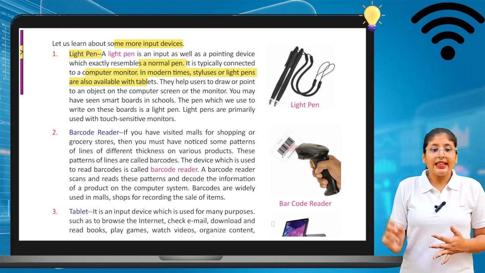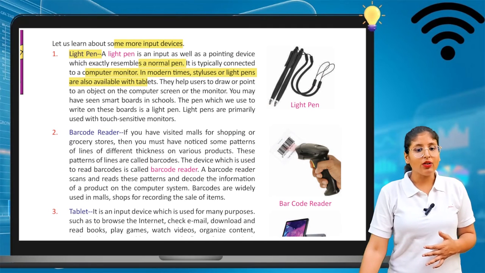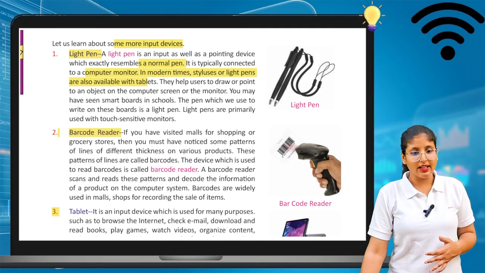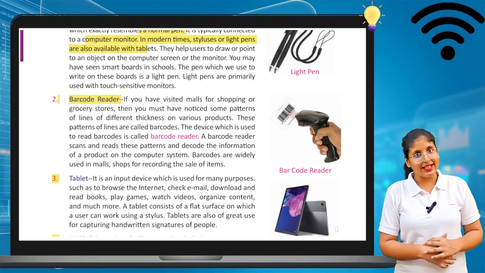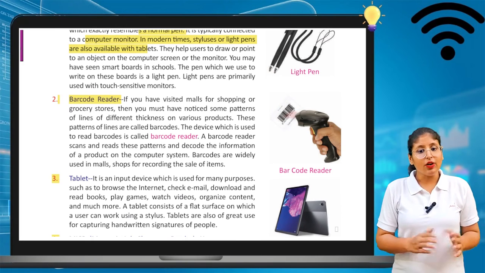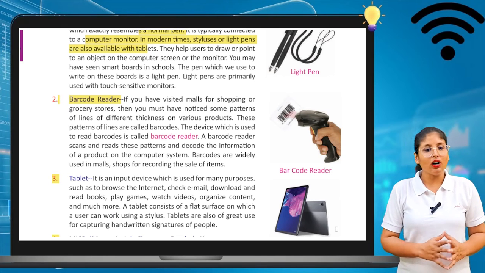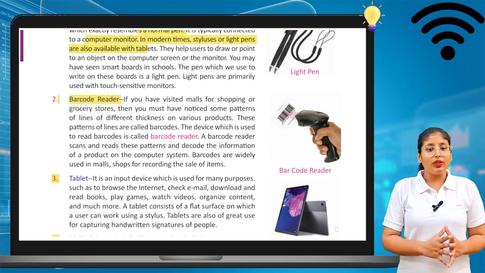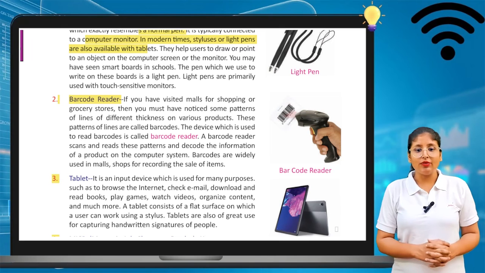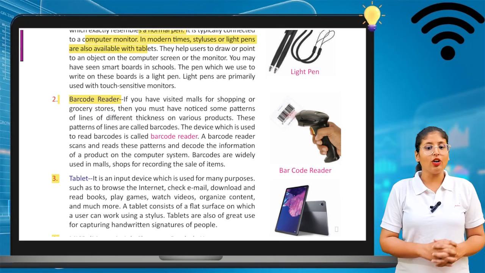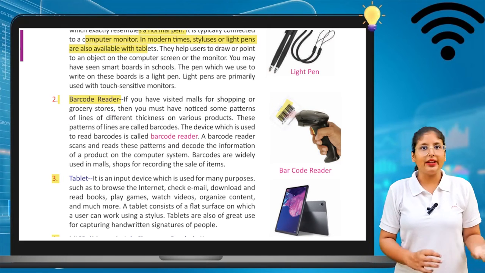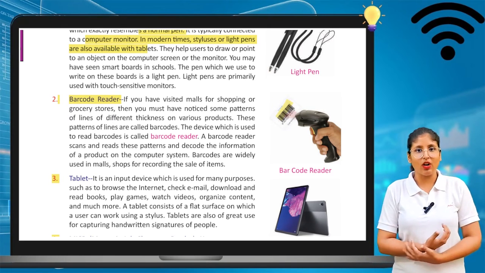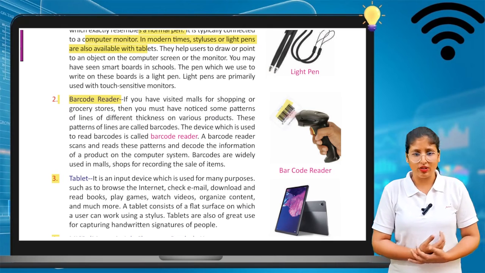Okay. Next input device is barcode readers. So it looks like this. It is known as a barcode reader. So what is its use? Let's see. If you have visited a mall for shopping or grocery stores, then you must have noticed some patterns of lines of different thickness on various products. Normally this barcode is there on the items when you purchase something from the mall or the grocery store.